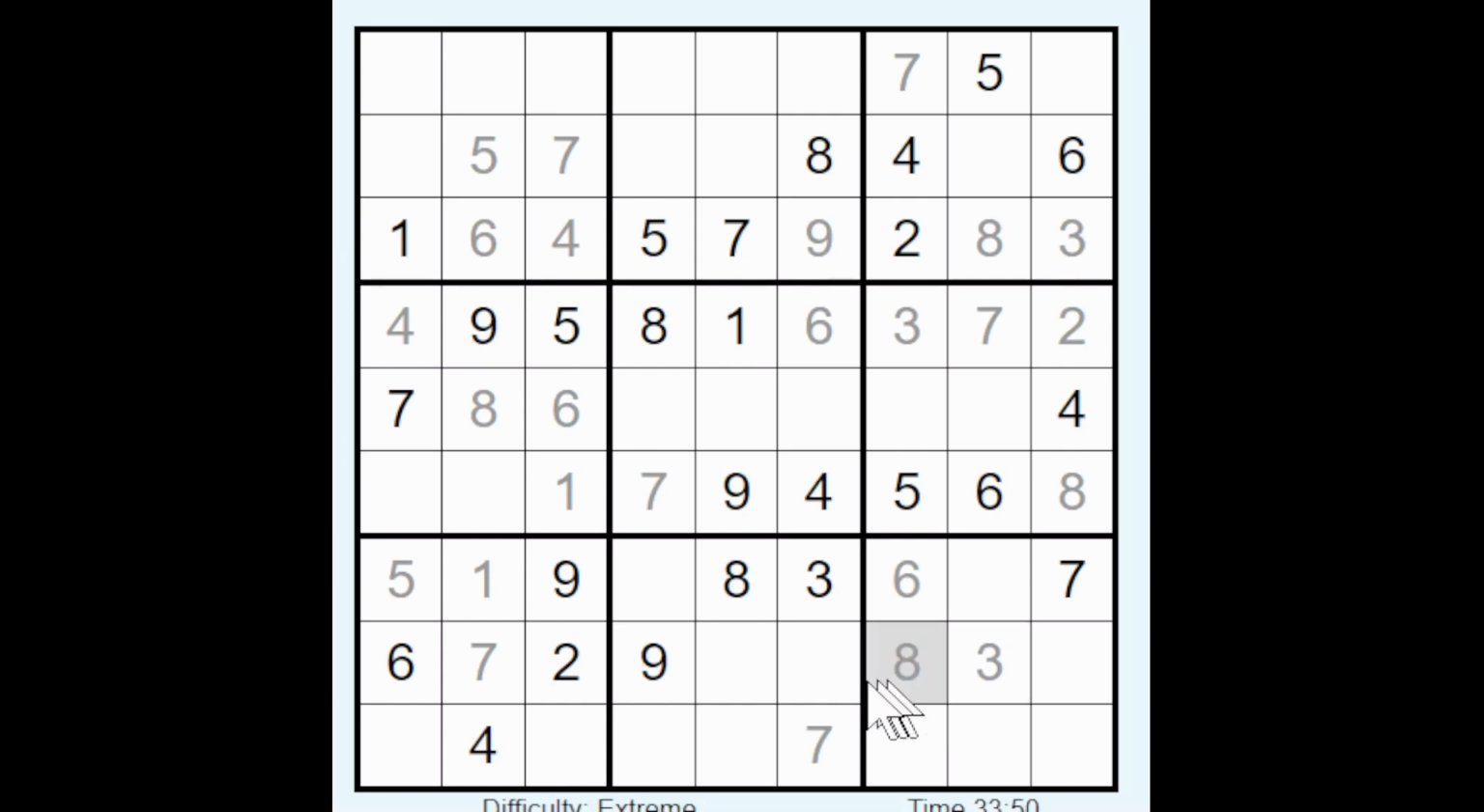We need to find now a 4 for row 8. It can't go here because of the 4 here. It can't go here because of this 4. So it needs to go here. Now this 4 and this 4 and this 4 puts the 4 in this cell.